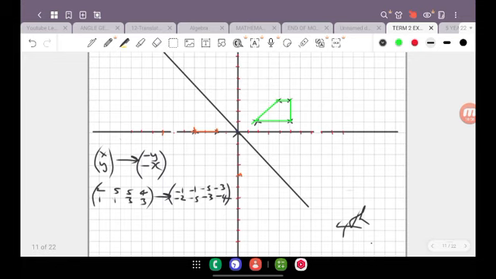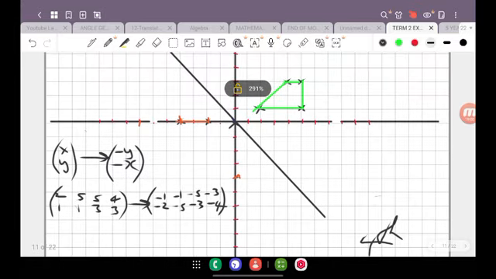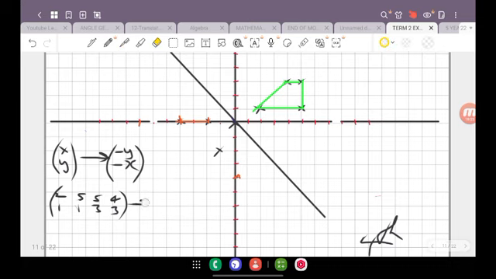Negative 1, negative 2. So we're going to go negative 1 to my left, and negative 2 down. So that's this position right here. Then negative 1, negative 5. So that's negative 1 to my left, 1, 2, 3, 4, 5. I think I made a mistake and drew my answers in the wrong position. Let me just erase it for now because I need some space for it to be clear. So let's go back here.